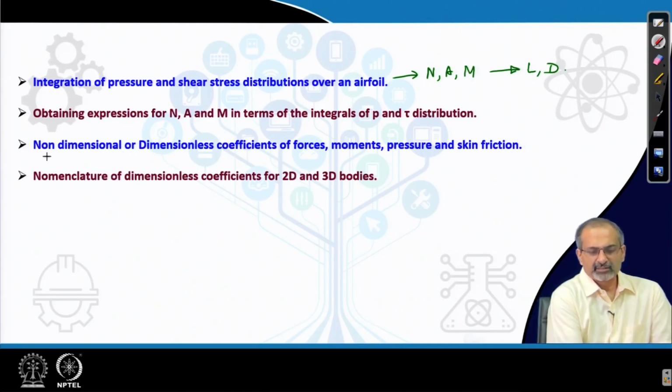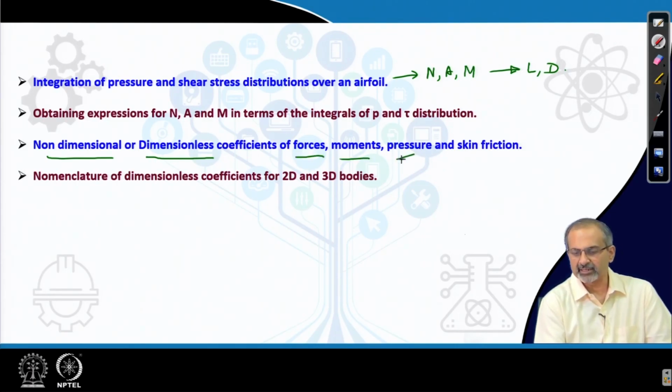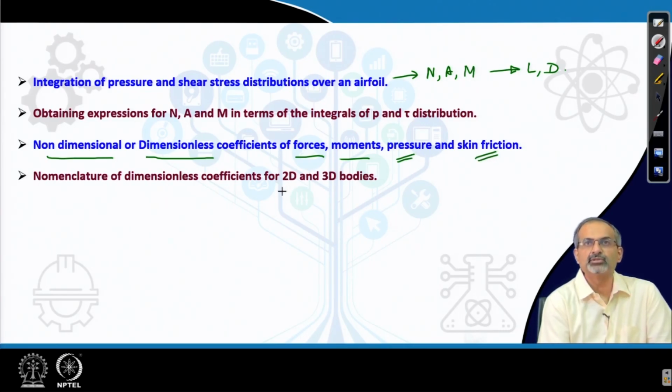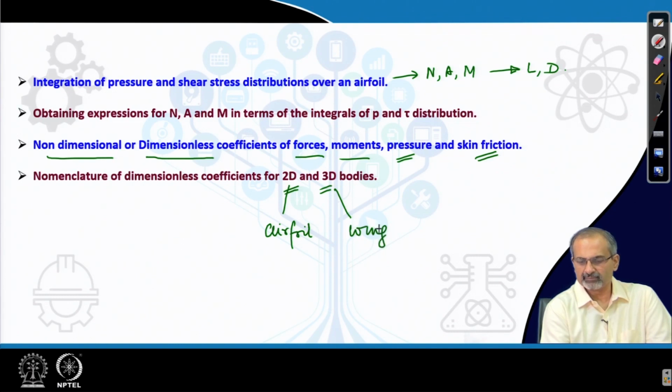We are also interested to look at some non-dimensional or dimensionless coefficients concerning forces, moments, additionally pressure and skin friction, and how the nomenclature would be used if it is a two-dimensional body or it is a three-dimensional body. So, examples of 2D and 3D bodies would be airfoil and wing.